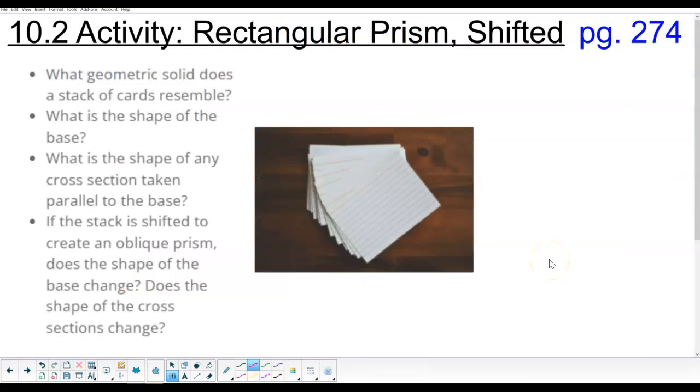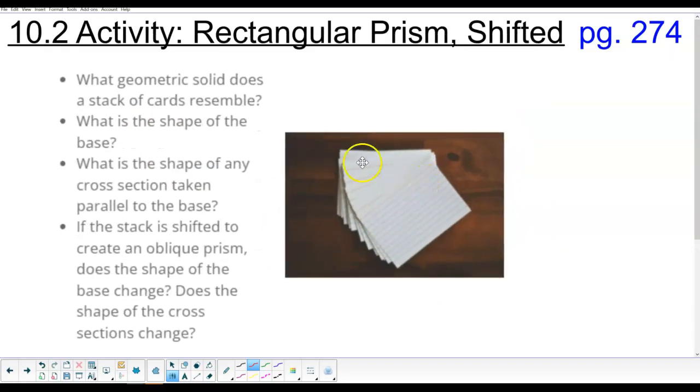So we're going to look at activity 10.2 on page 274. To help get your thinking right, we're going to look at a stack of note cards. So picture a stack of note cards, like in the picture shown here. What kind of geometric solid does the stack of cards resemble? What is the shape of the base? What is the shape of any cross-section that's taken parallel to the base? And if the stack is shifted to create an oblique prism, does the shape of the base change? Does the shape of the cross sections change?